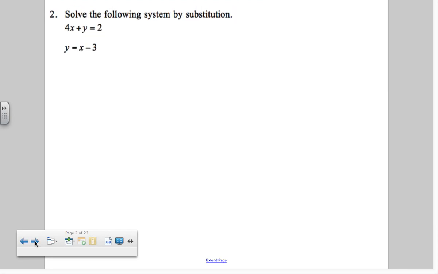The second problem, this one is solving using substitution. Remember, substitution means replace or substitute something in for something else. So I like to circle what I'm going to substitute. And this method works especially well when you have one of the equations solved for a letter, like we have the second equation solved for y. So what I can do is I can substitute what I've circled in place of y in the other equation. So that gives me, in place of the y, I'm going to put x minus 3.